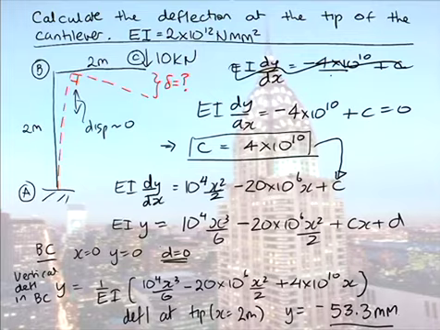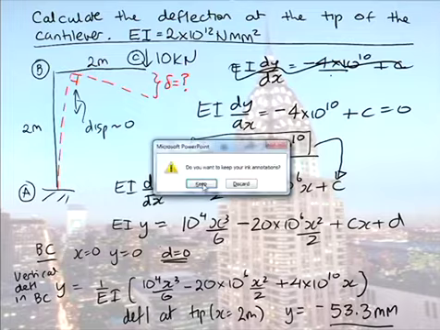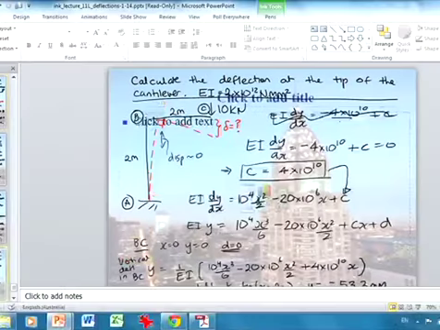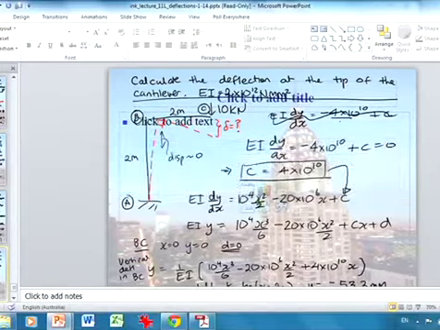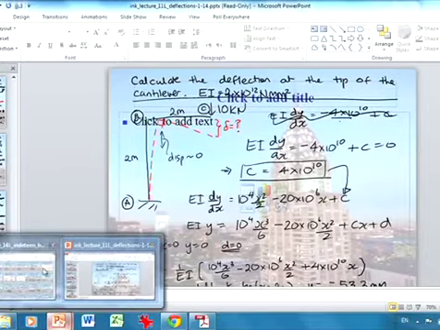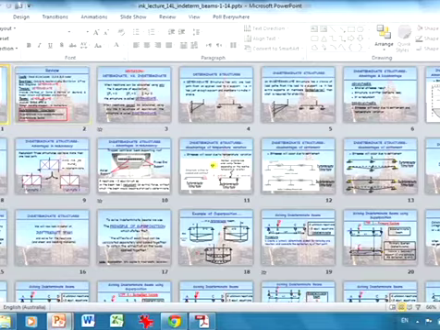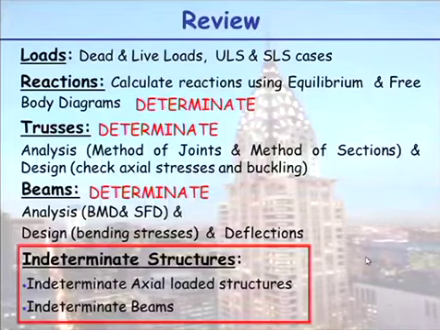Okay, that now brings us to the end of deflections. And we can't possibly have a break now. It's way too early. We're starting on our final topic. Yay!